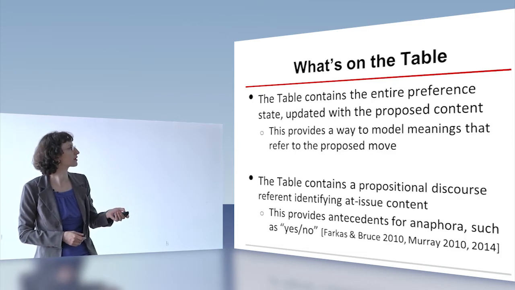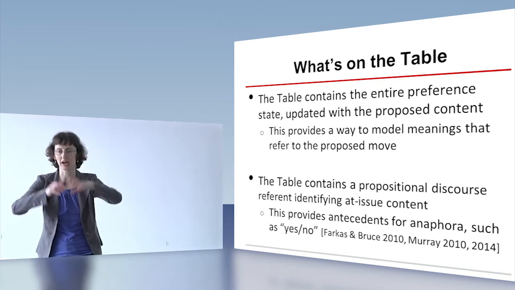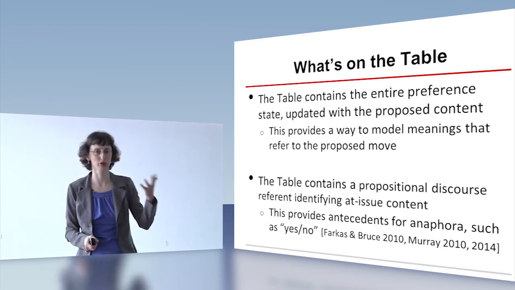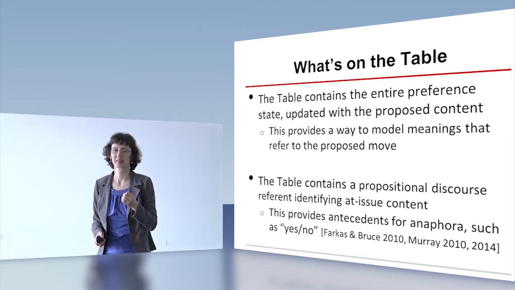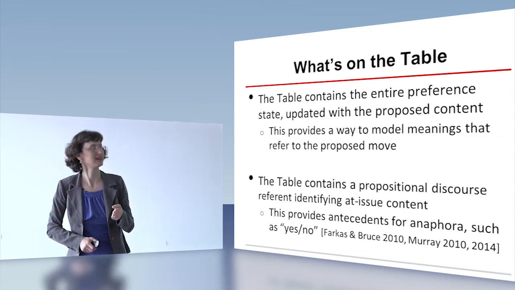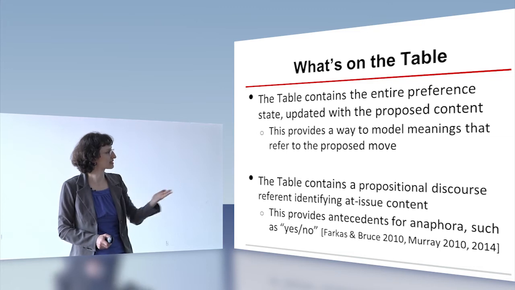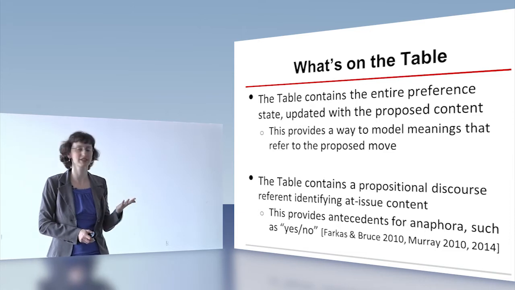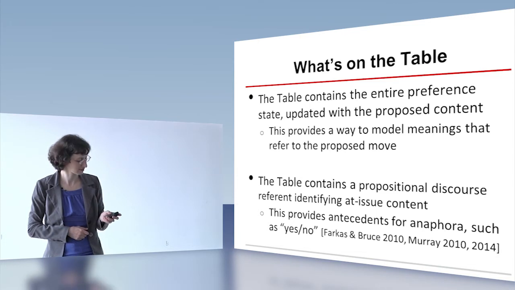And so this entire preference state part provides a way for us to model meanings that refer to the proposed move. So meanings like ba, meanings that can modify what move is actually proposed. At the same time, the table contains the propositional discourse referent identifying at-issue content, and this provides antecedents for anaphora such as yes and no, and maybe other things.